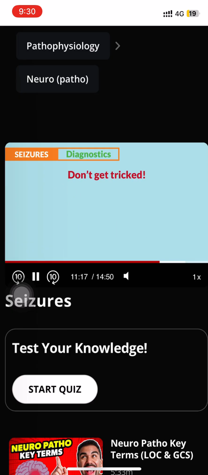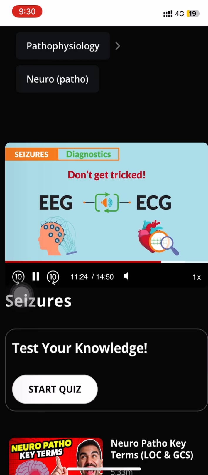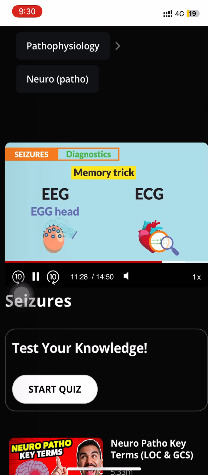Now, don't get tricked here. An EEG sounds a lot like an ECG, that electrocardiogram, to measure heart rhythms. So the memory trick we use is an EEG, just think of an egghead, since electrical activity is measured inside your egghead. And an ECG has a C, so just think C for cardiac rhythm.